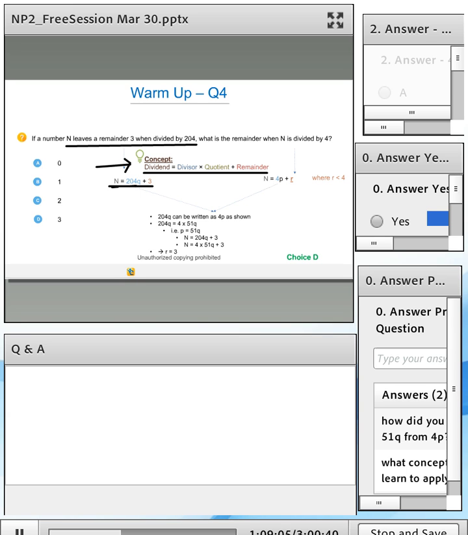So bear with me for a couple of minutes for the repetition. Over here you have these two equations. You need to figure out what is the remainder when n is divided by 4. So what you need to find out is the value of r, right? That is what we need to find out. Now, how can we figure out the value of r?